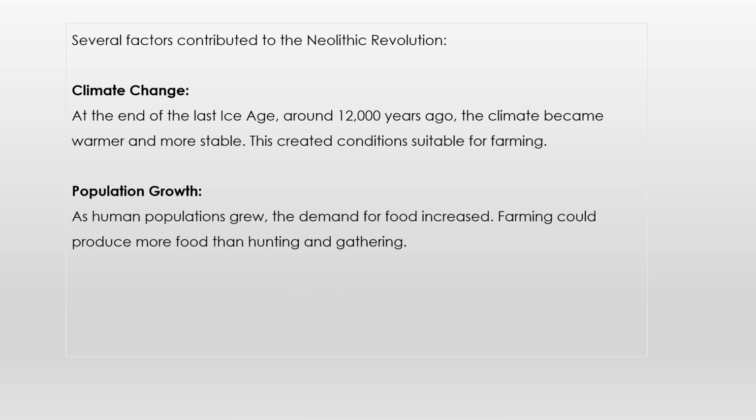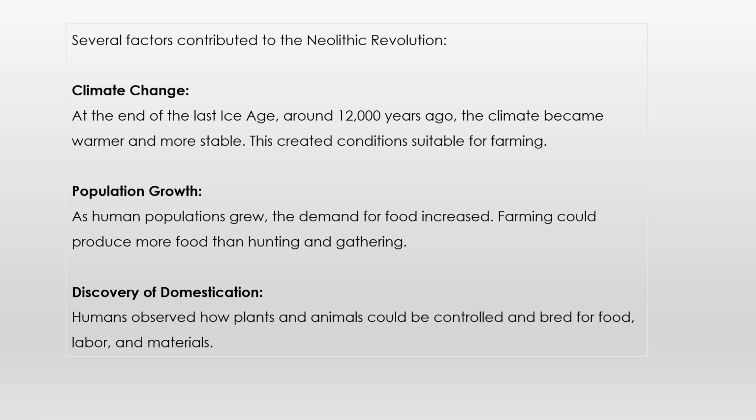Population growth. As human populations grew, the demand for food increased. Farming could produce more food than hunting and gathering. Discovery of domestication. Humans observed how plants and animals could be controlled and bred for food, labor, and materials.